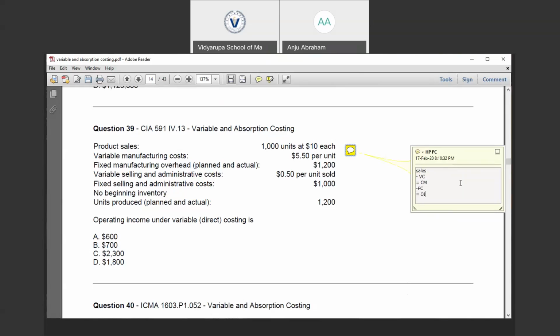So what is the sales figure? Product sale is 1000 into 10, which is going to be 10,000. And what are the variable costs?